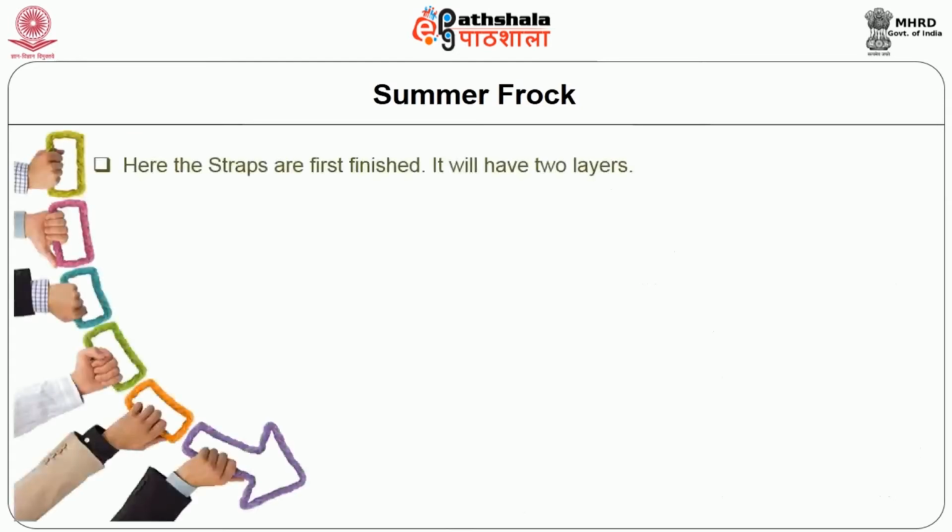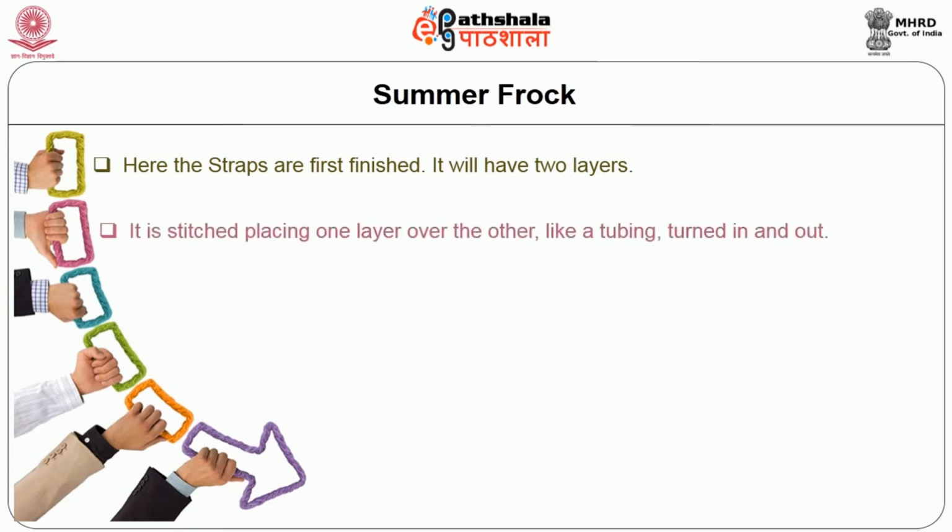Next, we will see the construction of summer frock. First, the straps are finished. The straps usually will have 2 layers. It is stitched by placing one layer over the other like a tubing turned in and out. It is then top stitched for a neat finish.